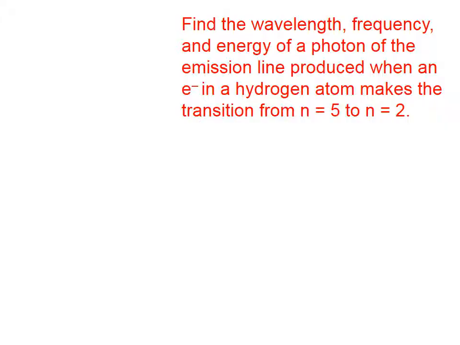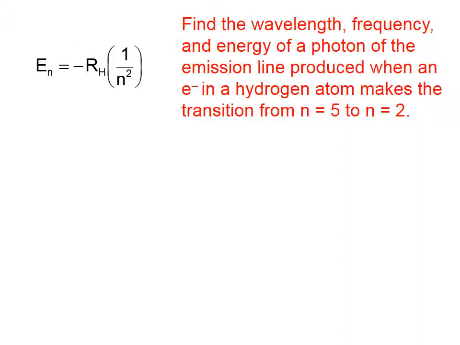So let's do a problem where we use this equation for the Bohr atom. Let's find the wavelength, frequency, and energy of a photon of the emission line produced when an electron in a hydrogen atom makes the transition from n equals 5 to n equals 2. If the electron starts in the 5th energy level and falls to the 2nd, it's going to emit light of a particular frequency, and it'll have a particular wavelength, and it'll have a particular energy. And those are what we're asked to find.